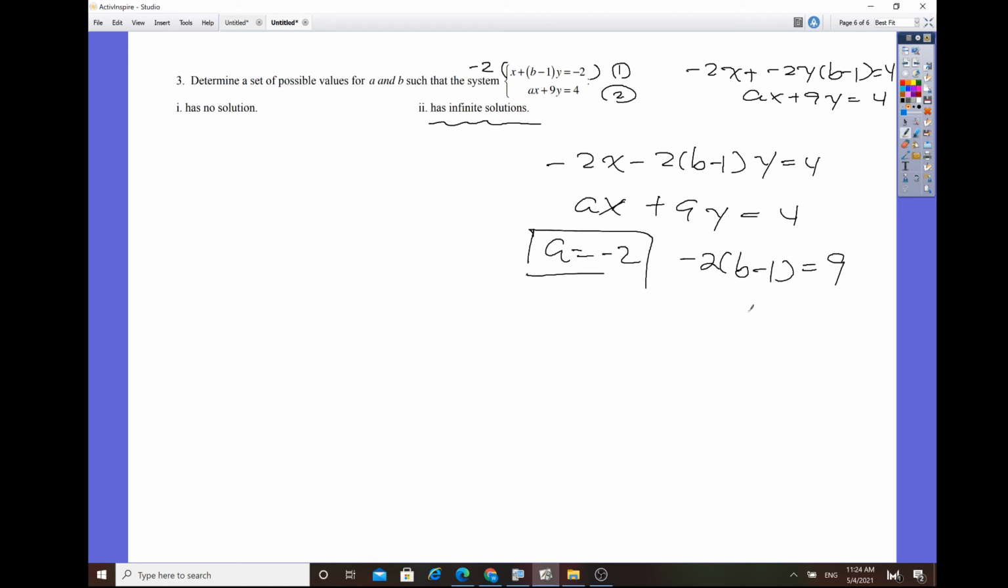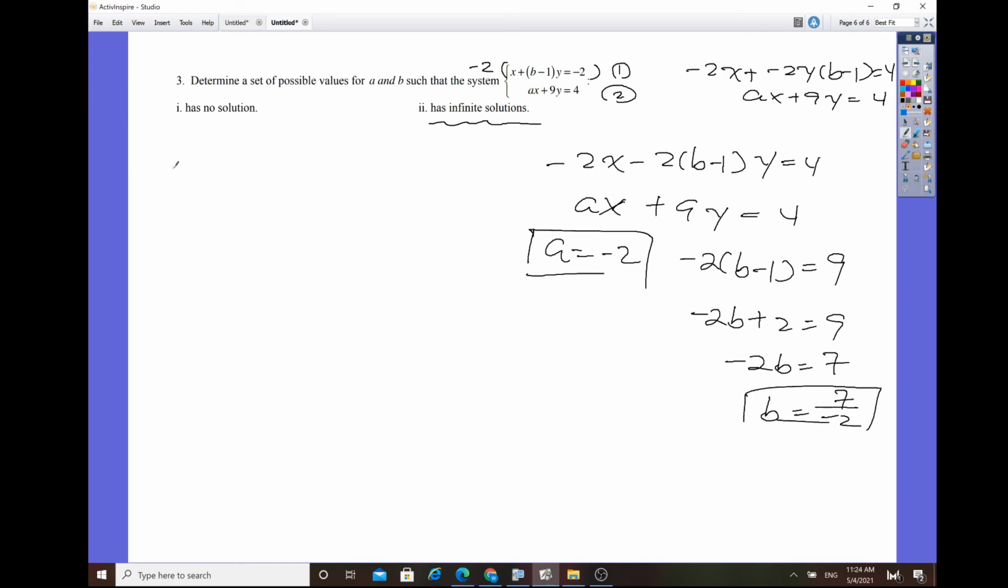And then for b, -2b plus 2 equals 9. So that means -2b equals 7, so b equals 7 over -2. So this is for the case where they do end up with the exact same coefficients. In order to have infinitely many solutions, a must be -2 and b must be 7 over -2.